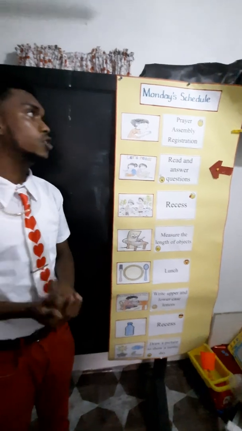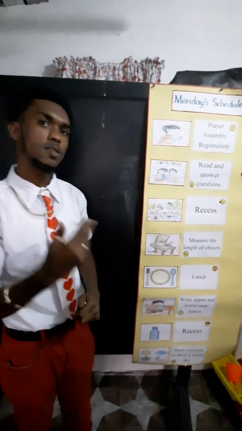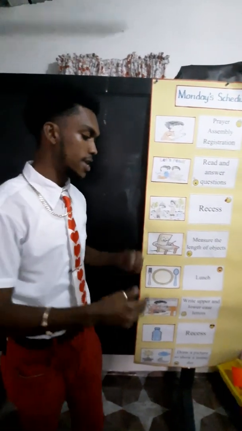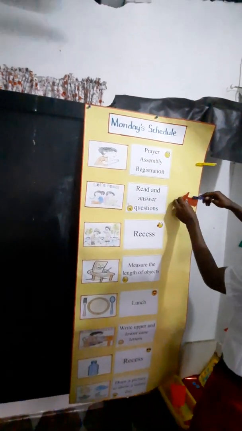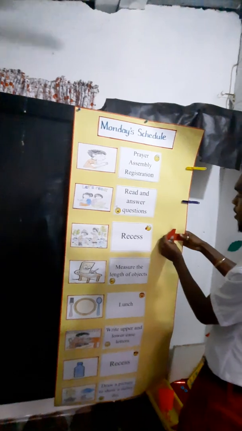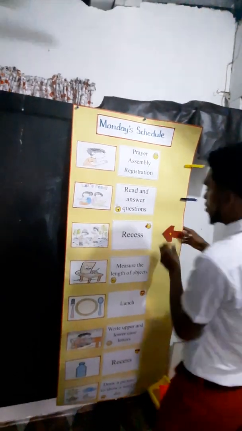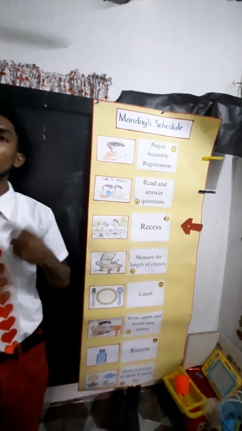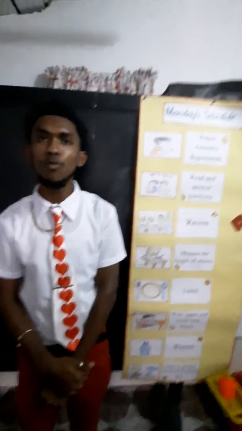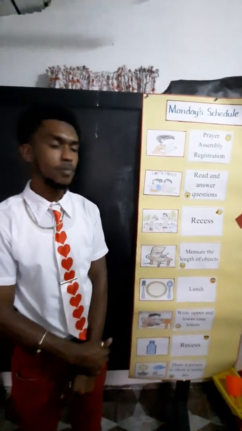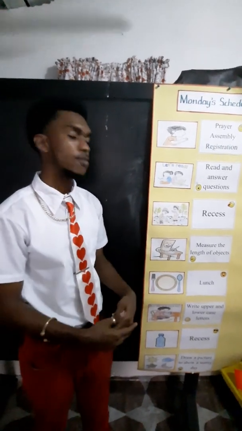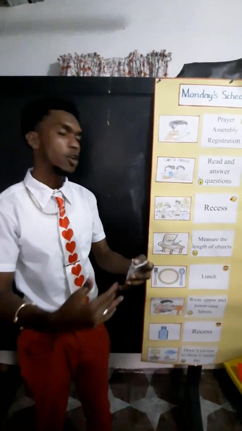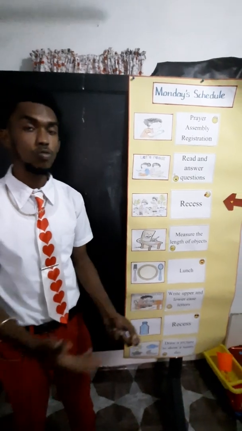Now, when those children have completed that, the process continues, and so again, they will take another color clip. They will clip it at the side and pin it to the next task, which is recess. Now, most children will enjoy this time most. And so, recess is where they will have a time to play, they will have a time to go to the washroom, and whatever they usually do during recess.